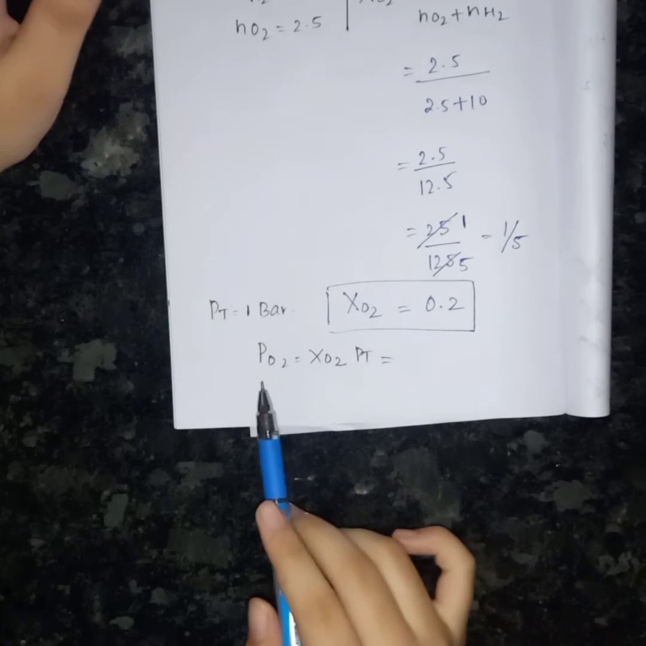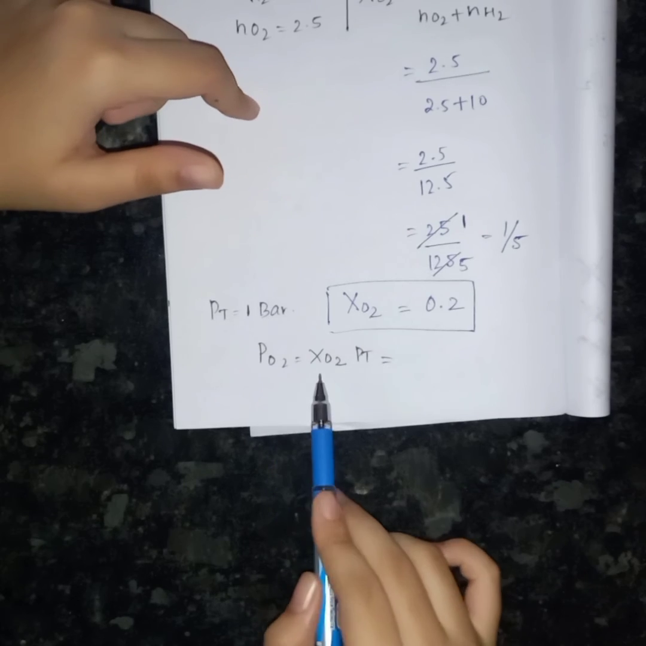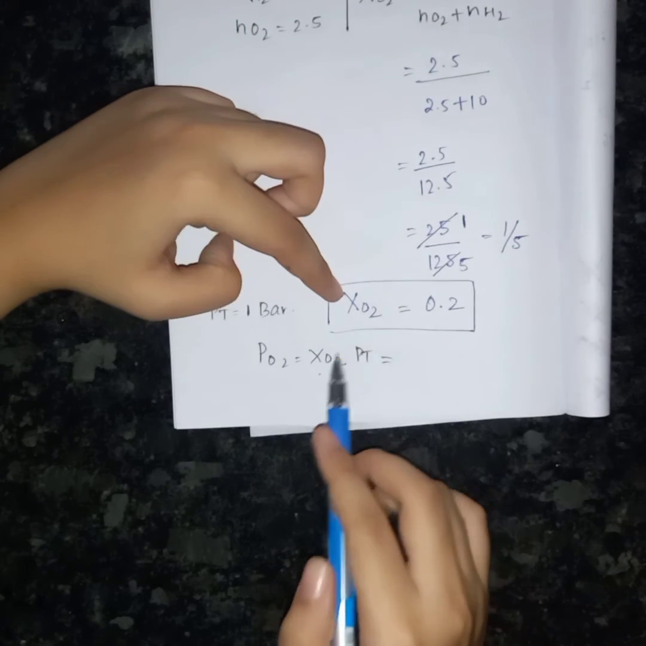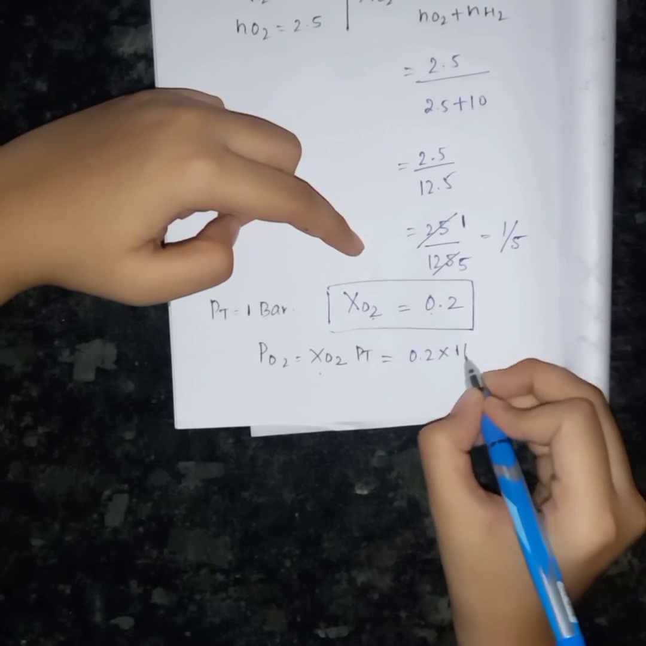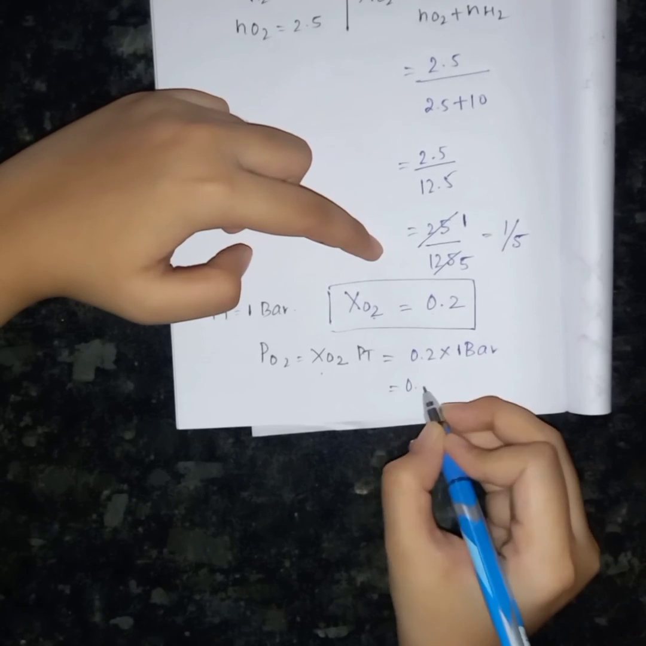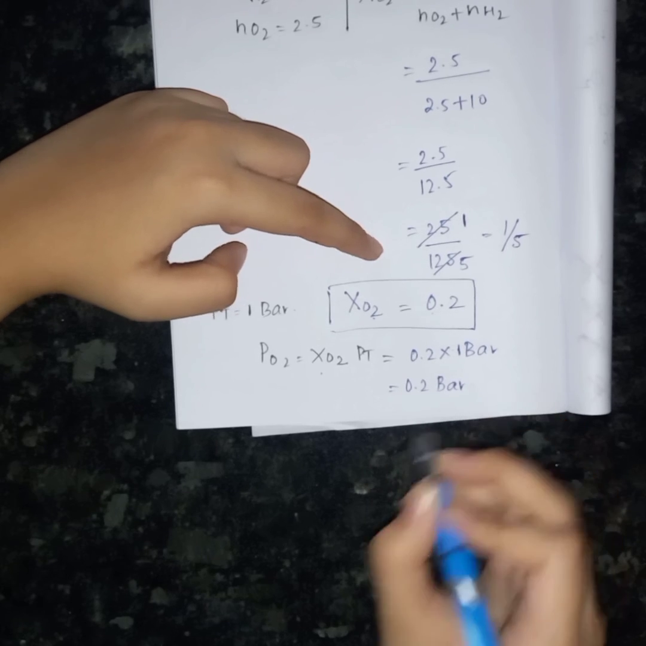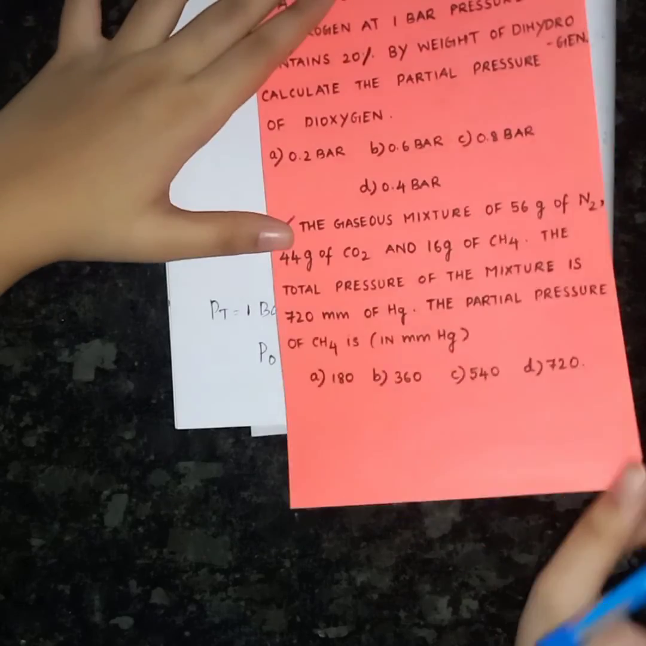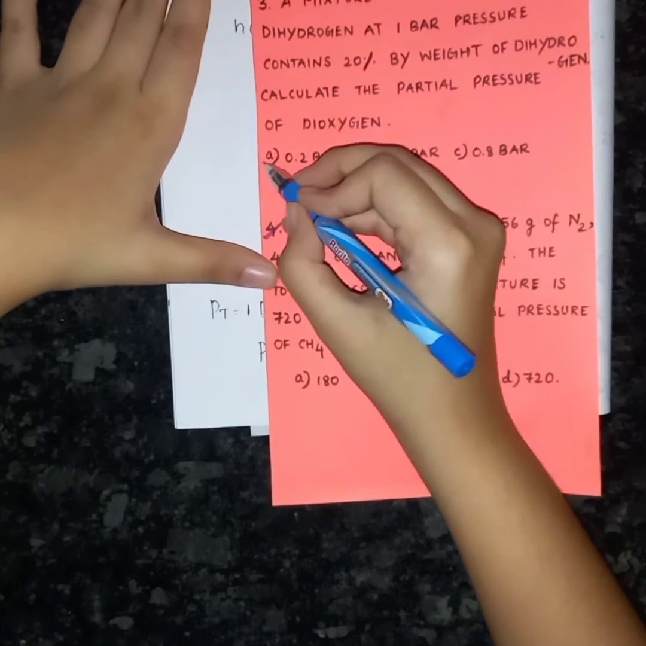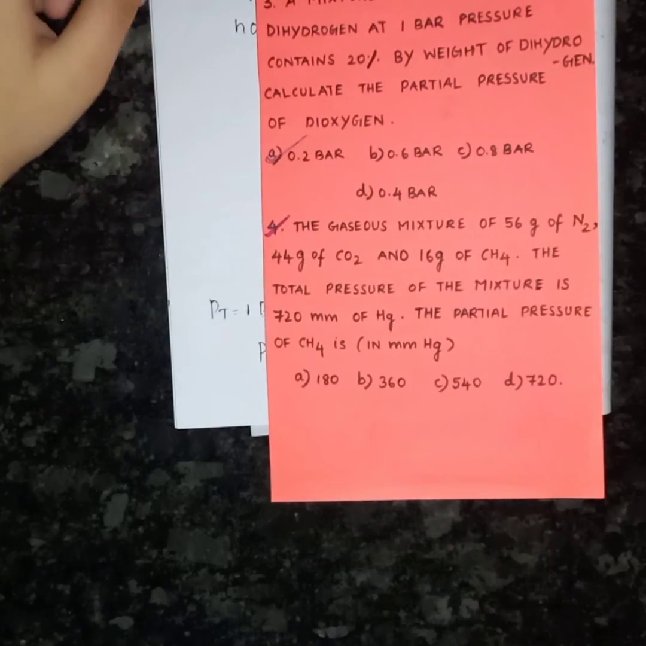Therefore, mole fraction of O2 is 0.2. Therefore, partial pressure of O2 is equal to mole fraction of O2 into total pressure. What is the mole fraction of O2? 0.2. What is the total pressure? 1 bar, which gives 0.2 bar. Therefore, partial pressure of O2 is 0.2 bar. 0.2 bar is the answer. Option number 1 is the answer.